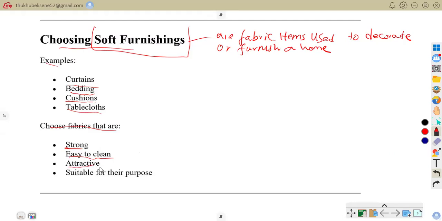Then it must also be attractive. The color, texture and design should improve the appearance of the room. Then it must be suitable for its purpose. Choose a fabric that matches how the item will be used. That is very important.